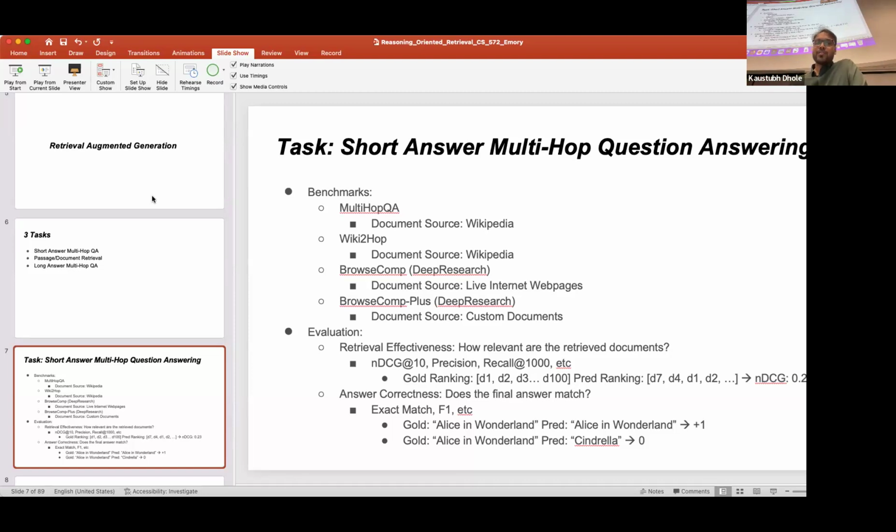The evaluation of most of these tasks requires understanding at least two things: how good the retrieved documents are, that is your retrieval effectiveness, and how good the answer correctness is. Retrieval effectiveness we see through metrics like NDCG, precision, and recall, and we try to identify how our gold documents, which are like the top 6, 7 documents, compare to our predicted ranked documents. For answer correctness, it is essentially an exact match or an F1 match.